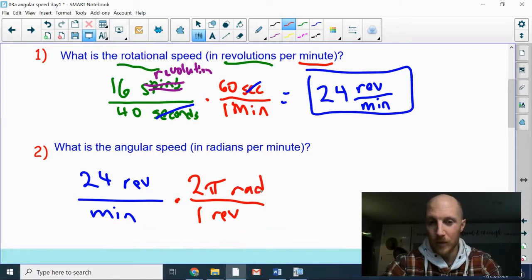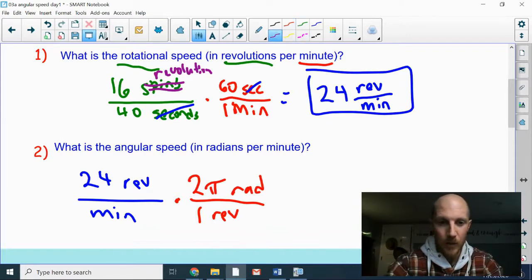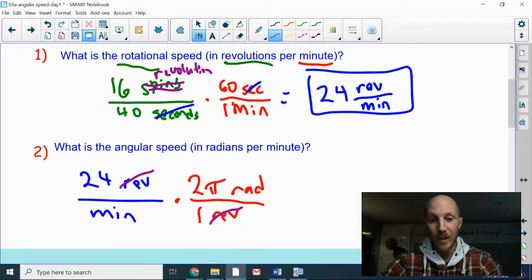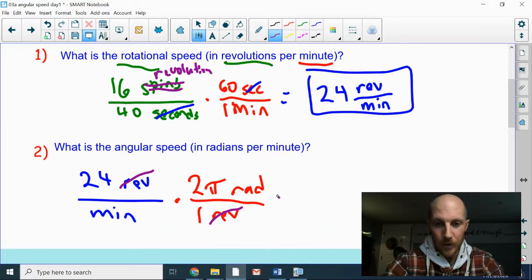So 2 pi radians is going to go in the numerator, just abbreviate everything to 3 letters. Blue revolutions and red revolutions are going to cancel. Problem is now set up correctly.